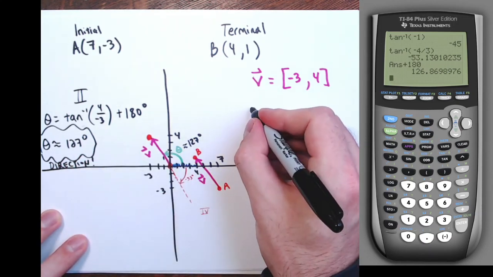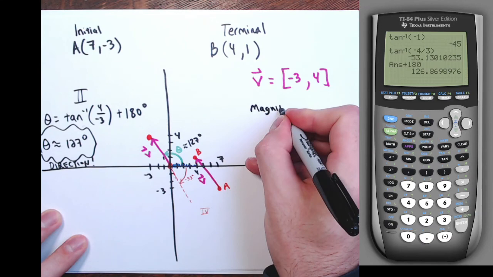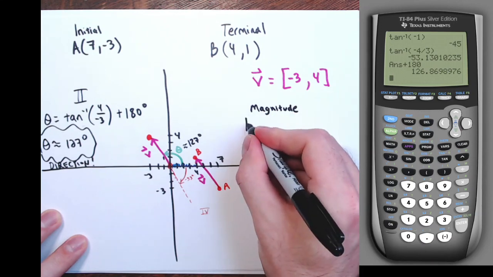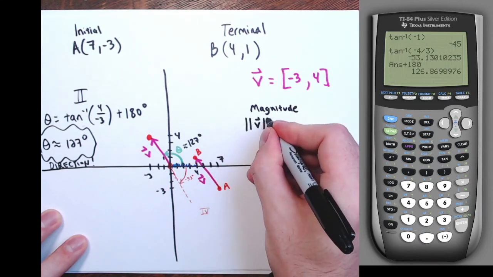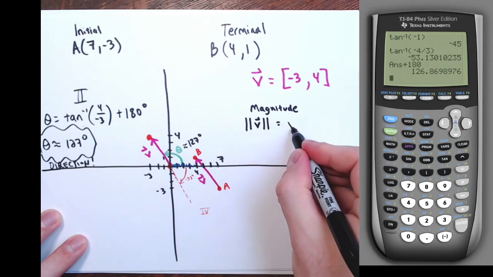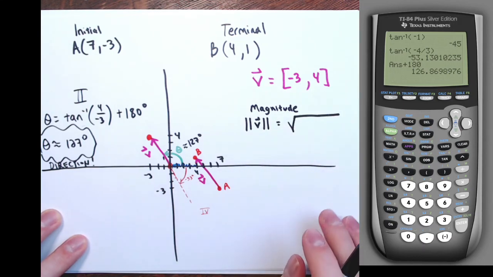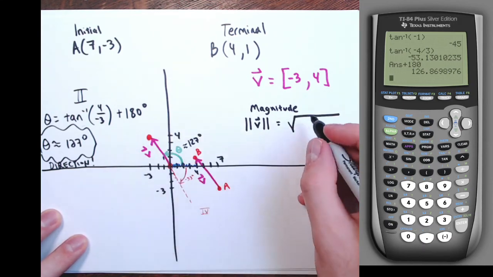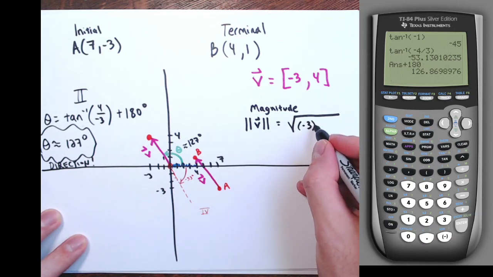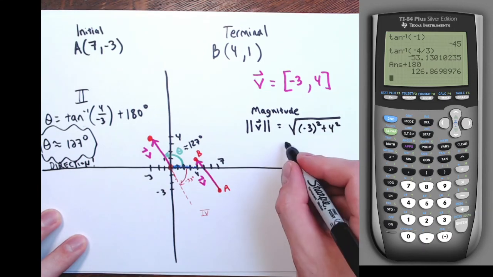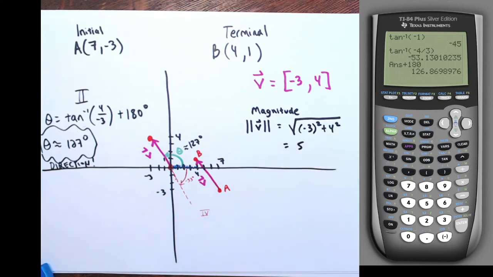Remember the magnitude, I've already seen one like this. That's this double absolute value looking thing. Remember, the square root of the sum of the squares of the components. It's the length of it. So negative 3 squared plus 4 squared, the square root of 9 plus 16, is just 5. I saw one like that earlier. And magnitude, remember, should always be non-negative.